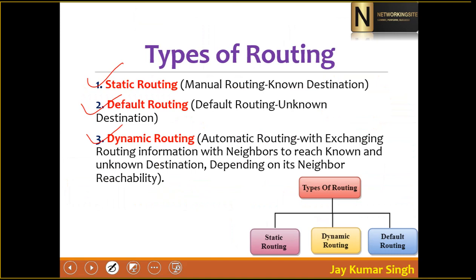Static is a manual routing for known destination. Like we say, I want to go to this place, so I will only configure a path for that place. If I want to go to another place and there is no path in the routing table, I won't be able to reach there. But in default routing, you just configure default, so you will be reachable to each and every network, which is public network. And dynamic is automatic: depending on your infrastructure and on the routers connected inside your organization, you can reach all those networks. We'll see those things now.